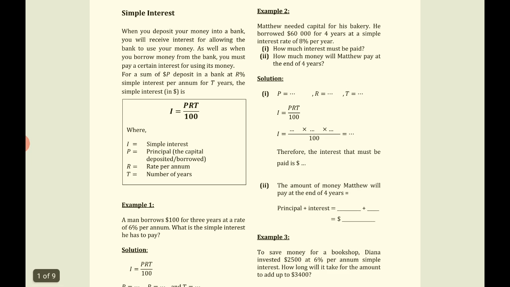So simple interest is basically just the extra money that you have to pay when you borrow some money from the bank, or maybe just an extra money that you can get when you deposit your money at the bank. Okay, so simple interest is the extra money. That's the concept. Okay, so how to count the simple interest then?